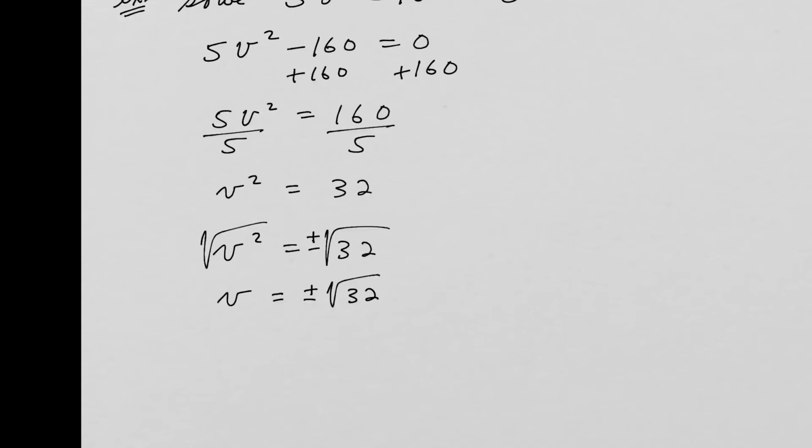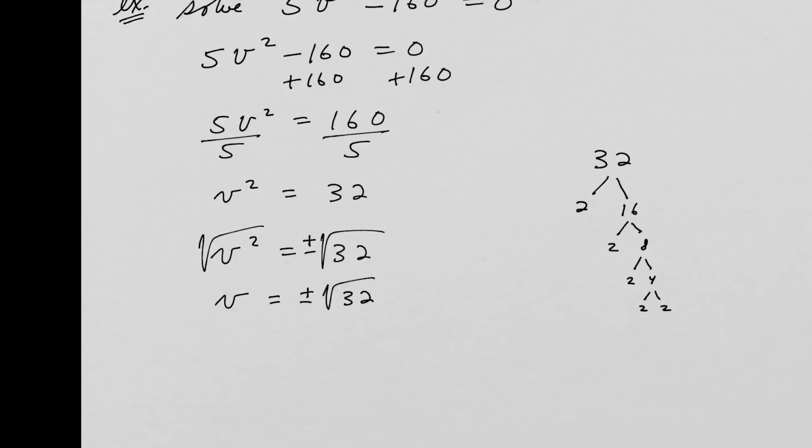If you do the prime factorization of 32, if you do the tree here, 2 goes into 32 16 times, right? And then 2 goes into 16 8 times, 2 goes into 8 4 times, and then 2 goes into 4 2 times. So another way of writing 32 is 2 times 2 times 2 times 2 times 2, right? 2 to the 5th. I have 5 2's there. So if you want, you can think of it like this. I have v equals plus or minus, and I have really 5 2's here.